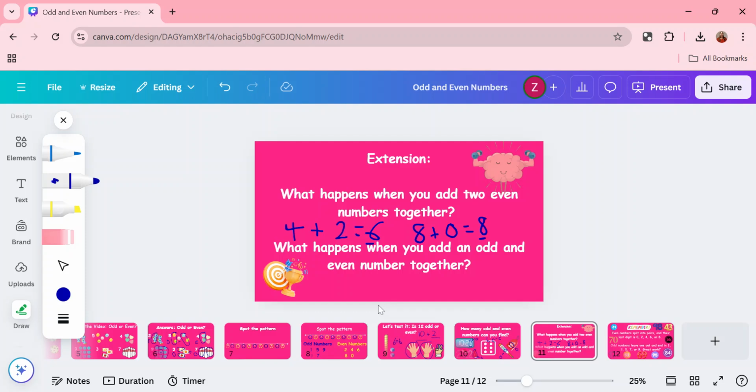What happens when you add an odd and even number together? So 3 plus 4. 3 is odd and 4 is even. 3 plus 3 is 6. One more left is 7. Oh, the one more is left over. So is 7 odd or even? 7 plus 2. 7 plus 2 is 9. 7 is odd, 2 is even. Is 9 odd or even? Again, can you do some more examples?